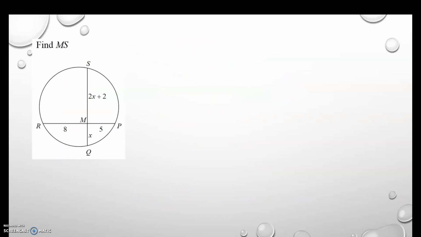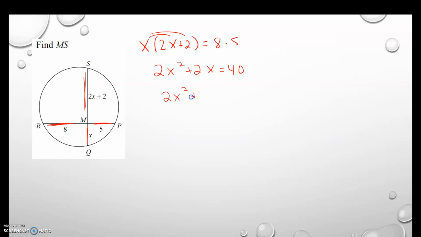And one more, if you want to pause and see if you can solve this one on your own, go ahead. Okay, so I'm going to multiply my MQ times my SM. I have x times 2x plus 2, and that's going to equal 8 times 5, multiplying my 8 times my 5 right here. Distributing, I'm going to get 2x squared plus 2x, and that is equal to 40. I'm going to move this over, so I get 2x squared plus 2x minus 40 is equal to 0.